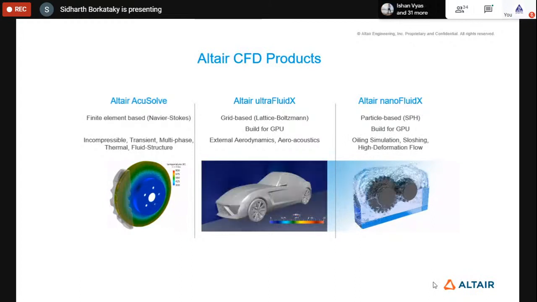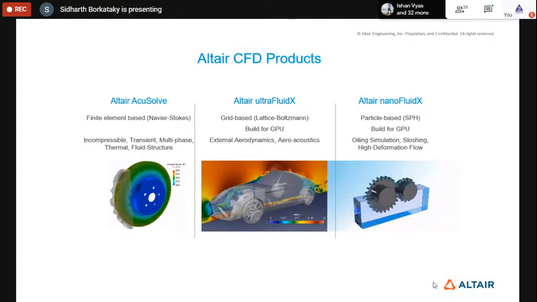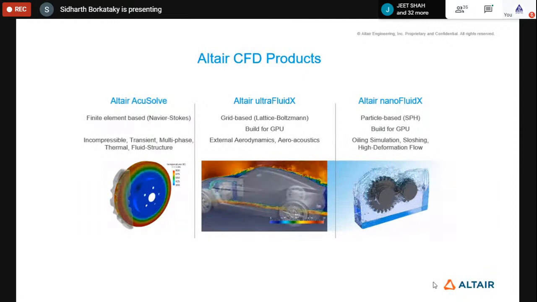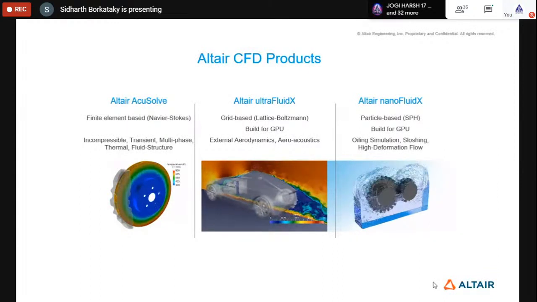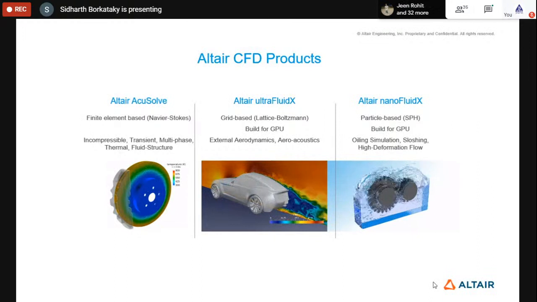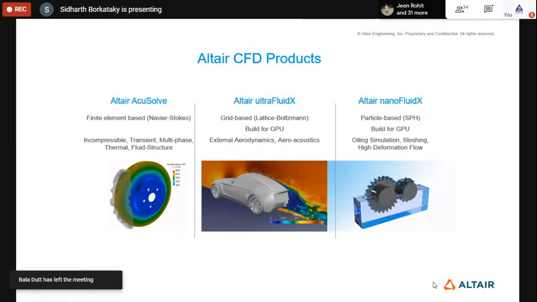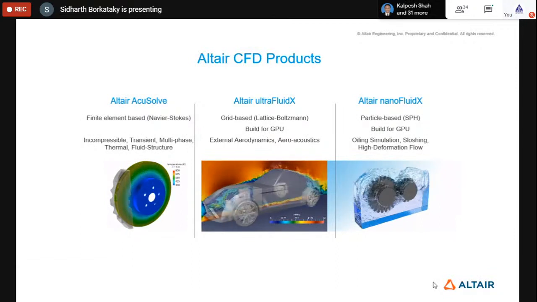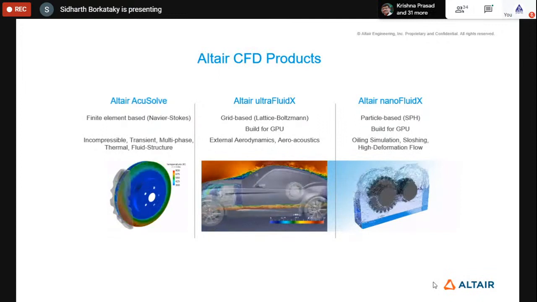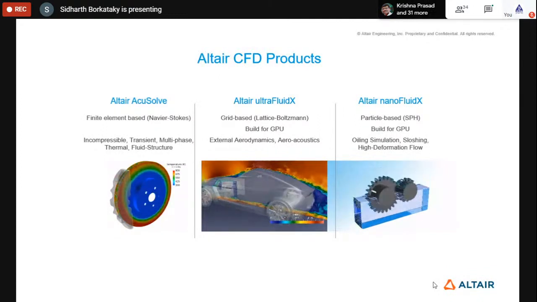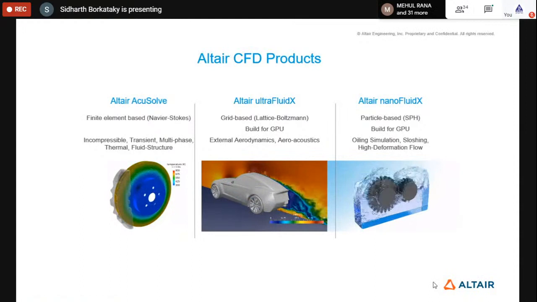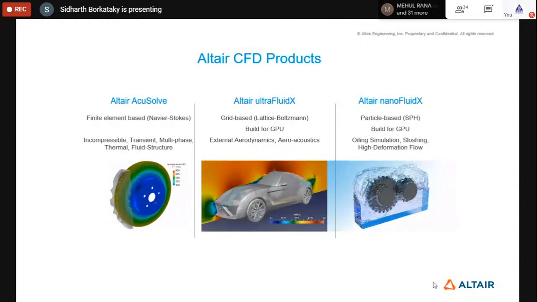Now, these discretization techniques create miracles in industry. There are a lot of tools and software in industry and academia, and those using the finite volume methodology are more popular, but Altair has tools based on finite element, then lattice Boltzmann and smoothed particle hydrodynamics. So we are working on some new and advanced techniques of discretization which have achieved remarkable results in industry and academia in solving some of the most critical problems.